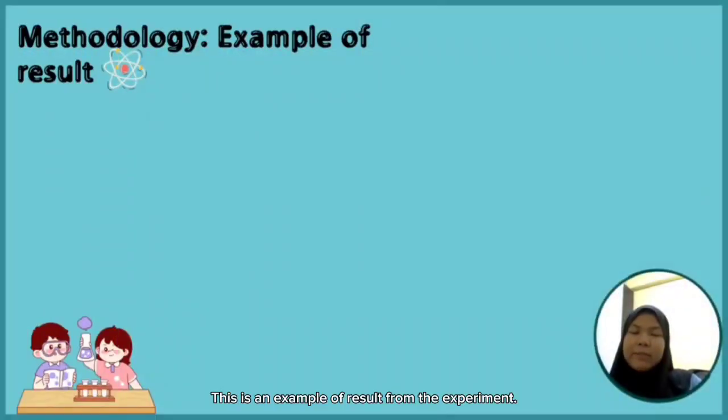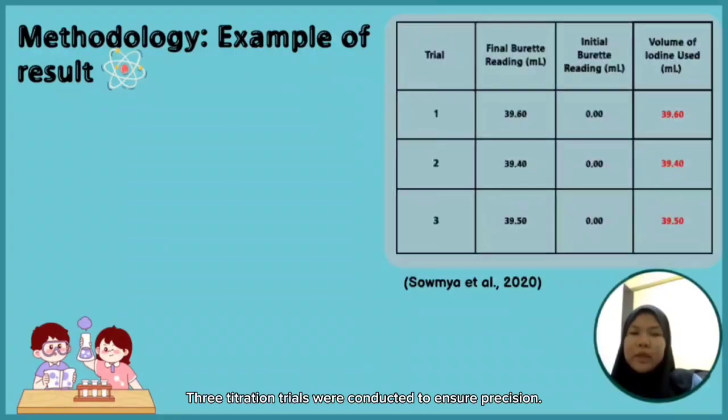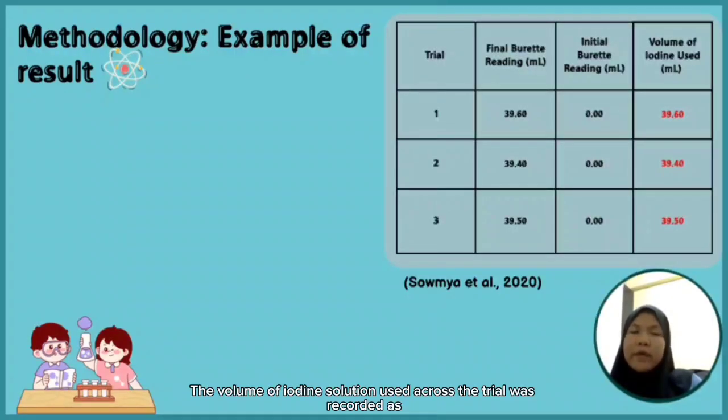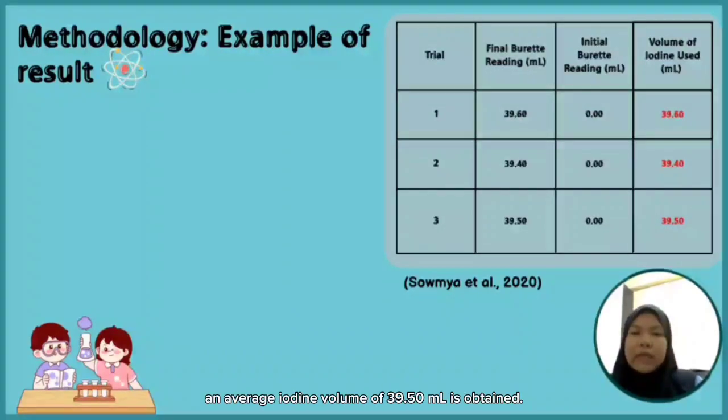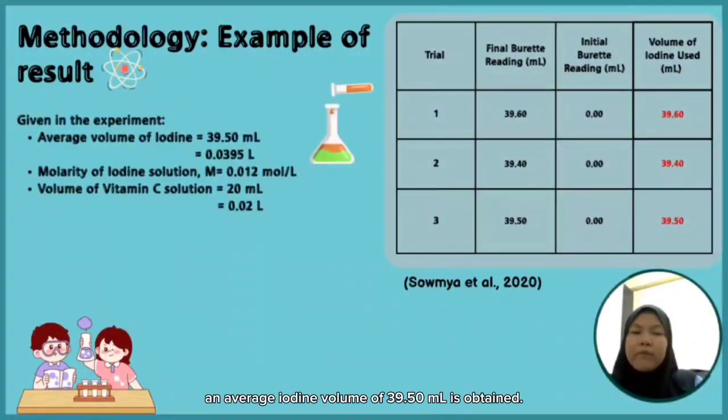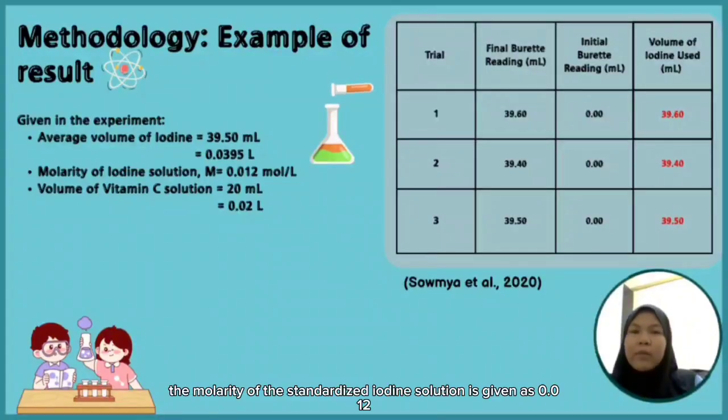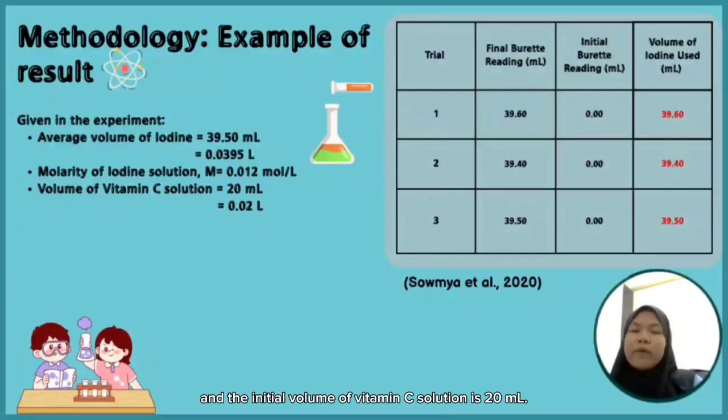This is an example result from the experiment. Three titration trials were conducted to ensure precision. The volume of iodine solution used across the trials was recorded as 39.60 ml, 39.40 ml, and 39.50 ml respectively. From these trials, an average iodine volume of 39.50 ml is obtained. The molarity of the standardized iodine solution is given as 0.012 mol per liter, and the initial volume of vitamin C solution is 20 ml.